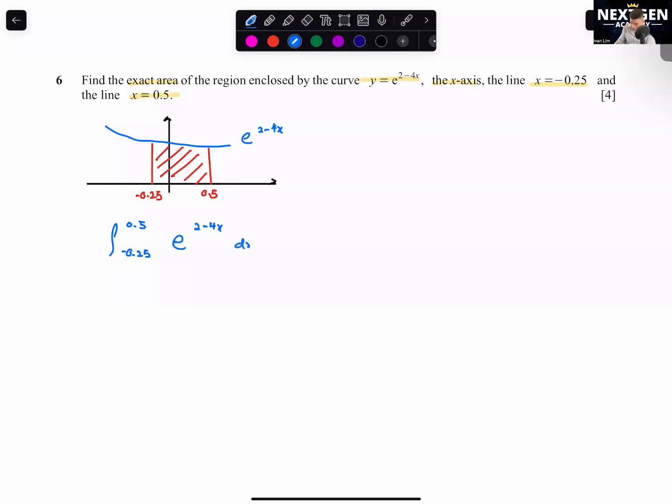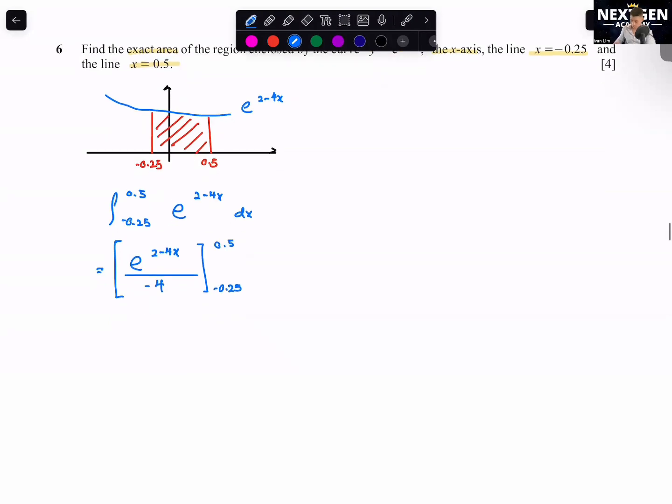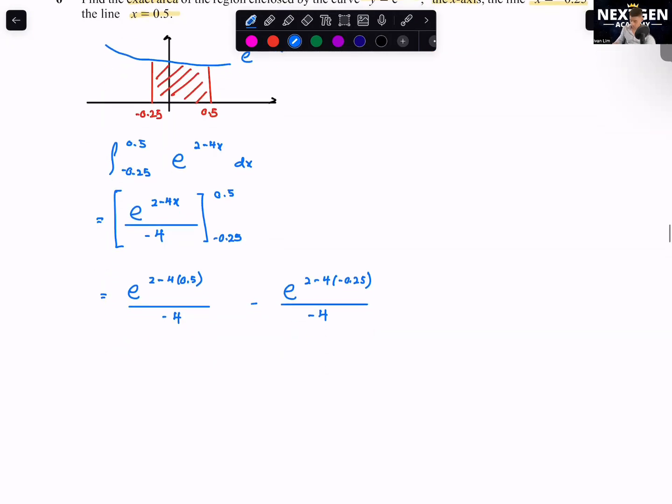e^(2 minus 4x) dx. How do we integrate e^(2 minus 4x)? You keep the exponential, then you divide by the derivative of the power, f prime x. Then we do definite integral here. Substitute the value: e^(2 minus 4 times 0.5) over negative 4 minus e^(2 minus 4 times negative 0.25) over negative 4. You get negative 1 over 4 times e to the power 0, plus 1 over 4 times e to the power 3. E to the power 0 is 1, so you get negative 1 over 4 plus e to the power 3 over 4, or 1 over 4 e to the power 3 minus 1 over 4. You want to write it as one fraction, also can.